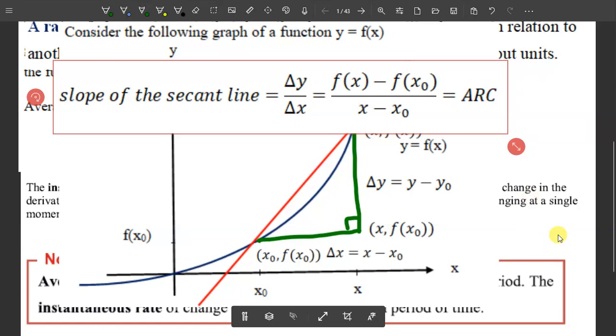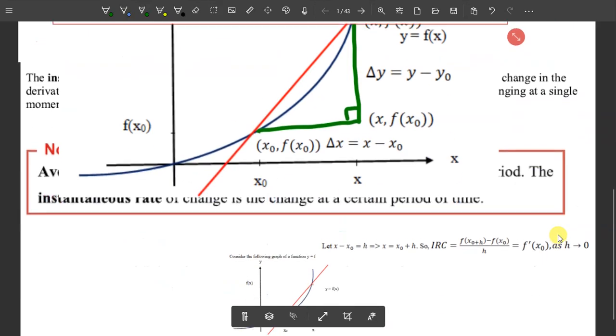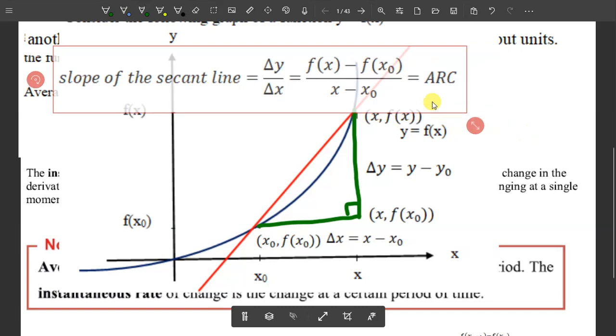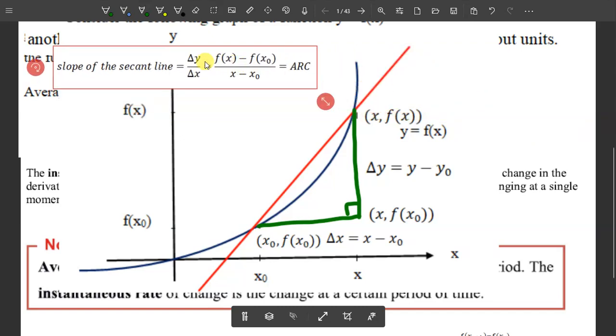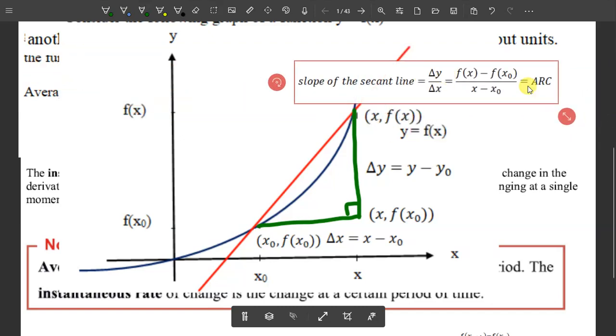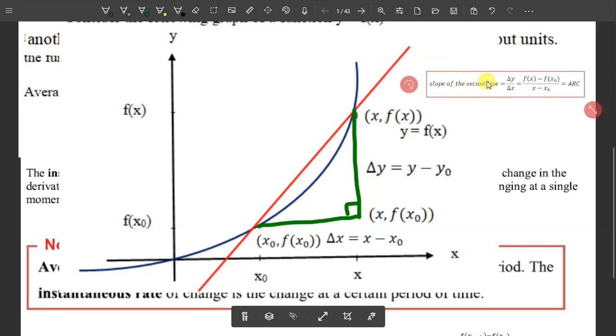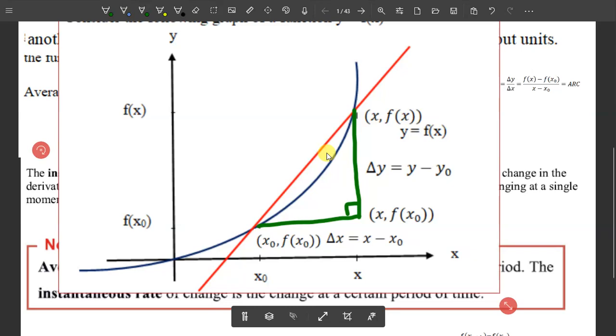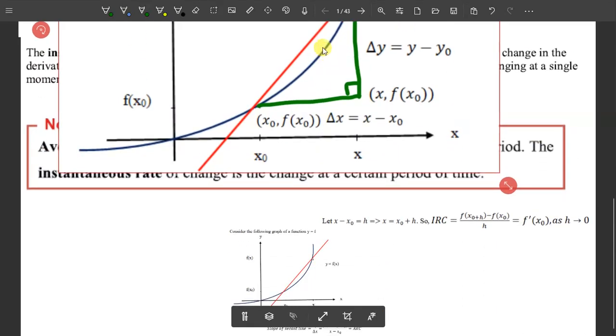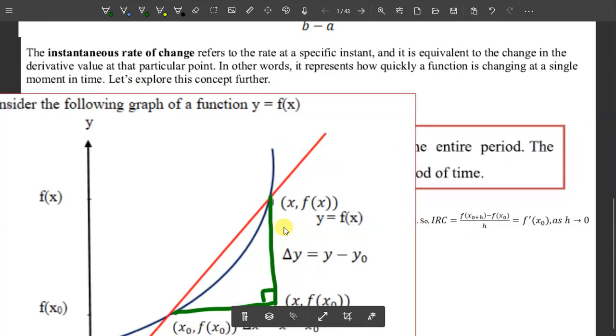Another rate of change is also here. First, let me put this one somewhere here. Let us put somewhere here, and for later use, let me put this one.